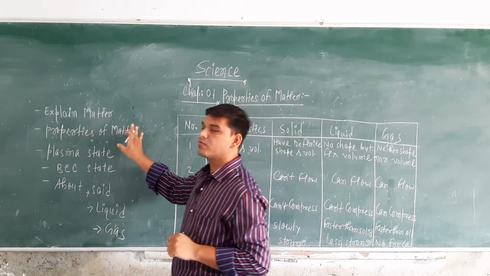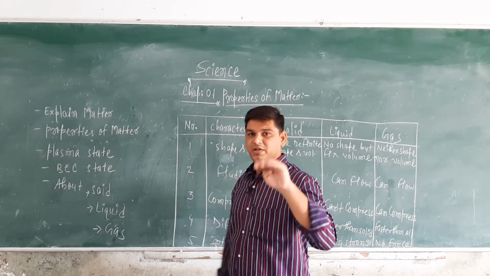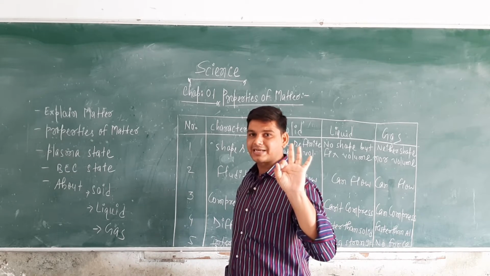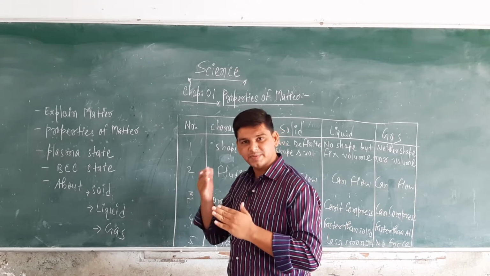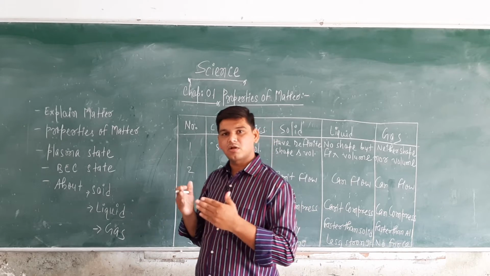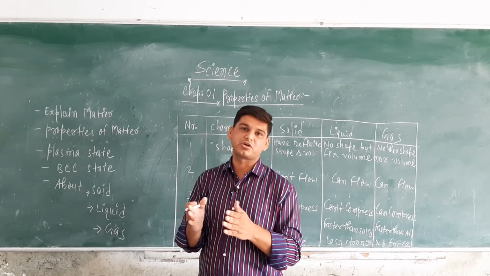So, these are the four properties of matter. I'll just revise once again which are the properties of matter. There are four properties of matter. First, the particles of matter have space between them. The particles of matter are always continuously moving. The particles of matter always go into the diffusion process, and particles of matter always attract each other.